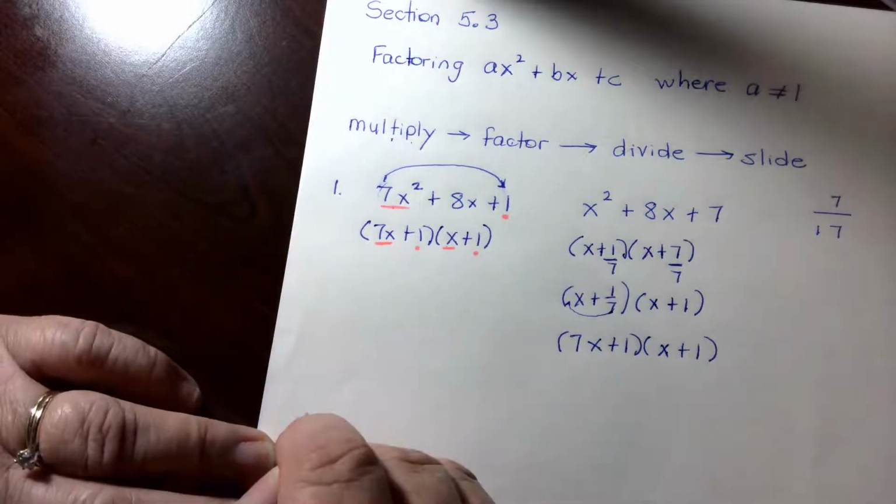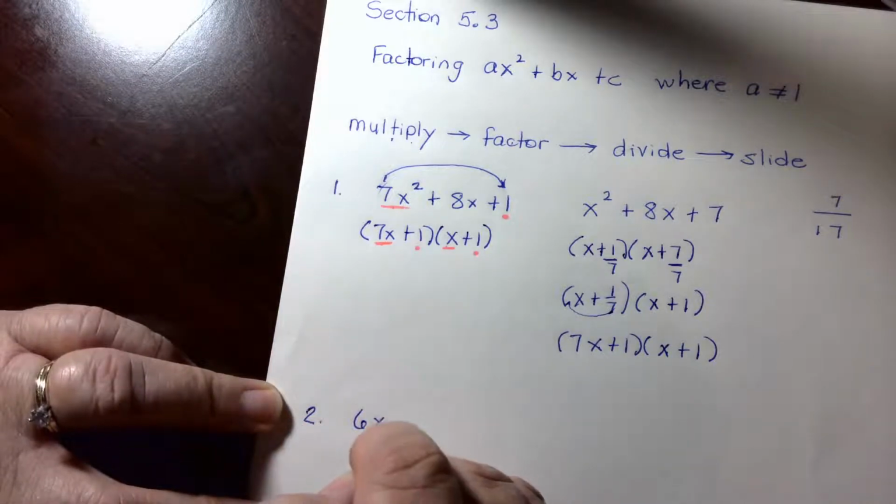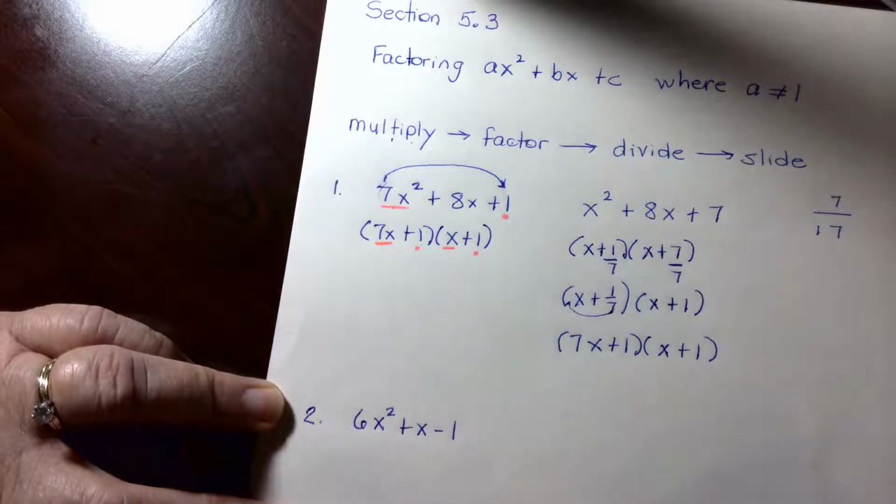Alright, new problem. Number 2. 6x squared plus x minus 1.